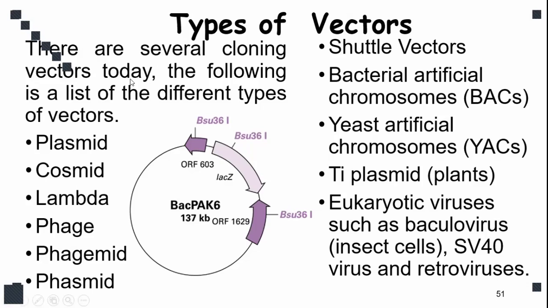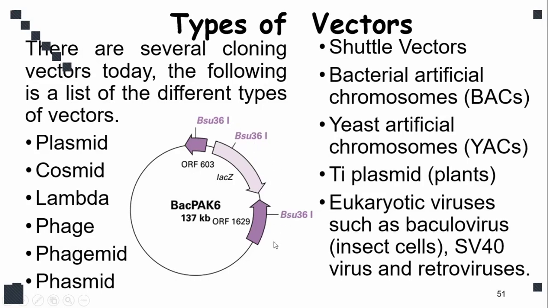Now, a classical example. Remember we mentioned that these vectors are usually circular, so you can see a classical case here, BACpAK6, size 137 kb, and you can see the open reading frame and the cloning site.